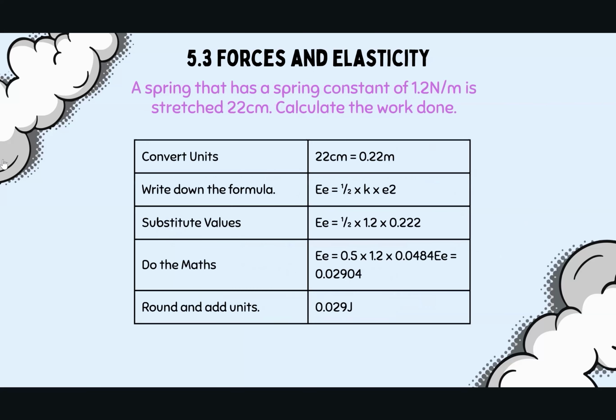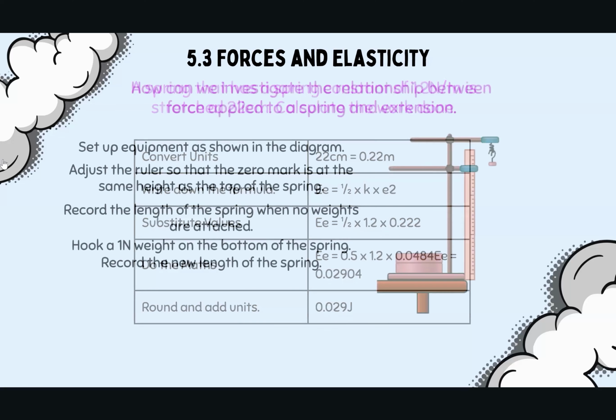So here's a quick example. A spring that has a spring constant of 1.2 newtons per meter is stretched 22 centimeters. First things first, convert 22 centimeters into meters by dividing by 100. Substitute in our numbers, which is half times spring constant of 1.2 times 0.22 squared. Multiply all together, we get 0.02904. Two significant figures is enough, so 0.029 joules of energy.